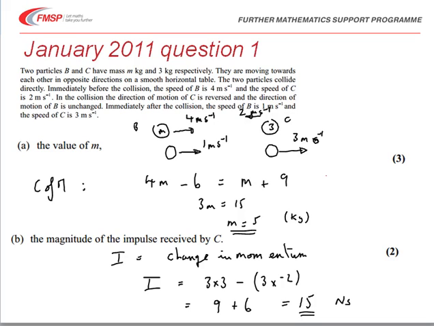The marking: there was an M1 A1 for getting the conservation of momentum equation correct, and another A mark for getting the value of m equal to 5. The method mark for looking at the change in momentum for the impulse, and an A mark for the value of 15.